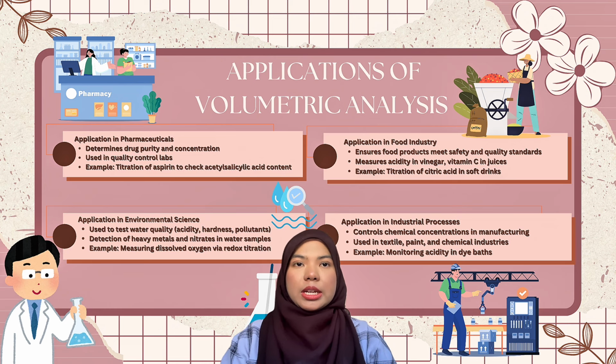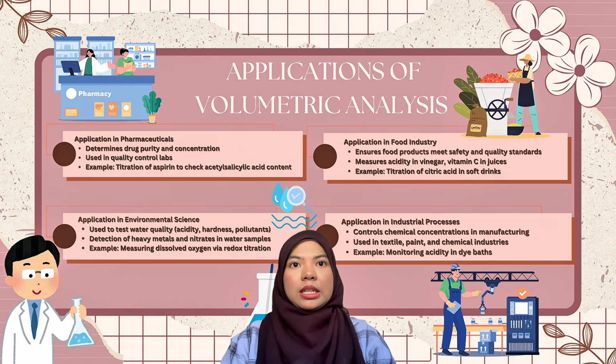Second, in the food industry, it ensures food products meet safety and quality standards. It helps measure acidity in vinegar or vitamin C levels in juice, such as through citric acid titration in soft drink. The third one is in environmental science. Volumetric analysis is used to test water quality by detecting acidity, pollutants, and heavy metals. A common example is measuring dissolved oxygen using redox titration.